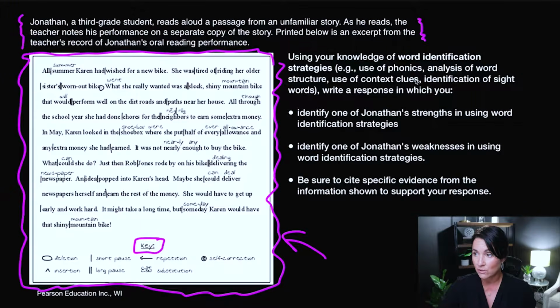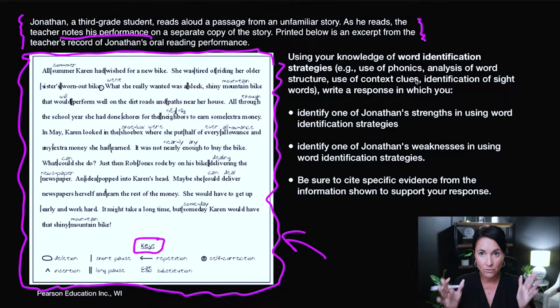So we have this little thing here. Jonathan, a 3rd grade student, reads aloud a passage from an unfamiliar story. As he reads, the teacher notes his performance, that's really important, on a separate copy of the story. If you're not a reading teacher, you wouldn't know this, but this is a common practice. The student reads from his or her little reading passage. Usually it's laminated and you use it over and over again. And then you as the teacher have a paper copy where you mark on that copy. Then you go over the mess ups or the miscues with the student. We often call that a miscue analysis.